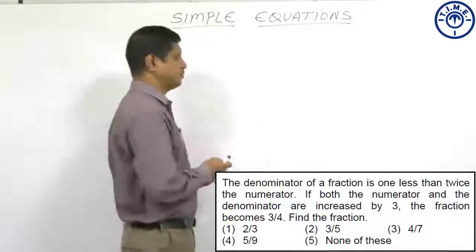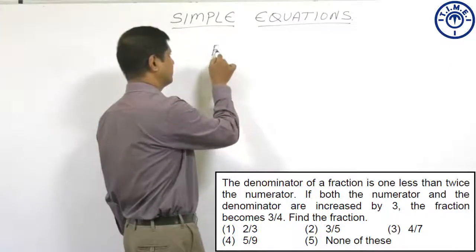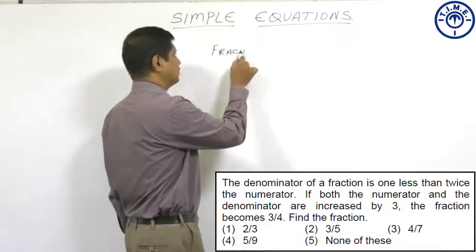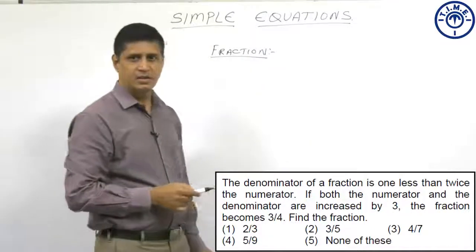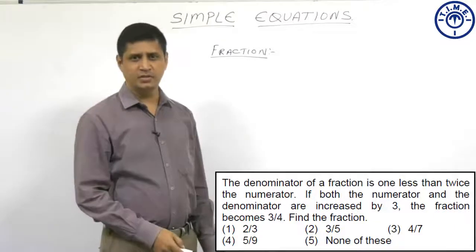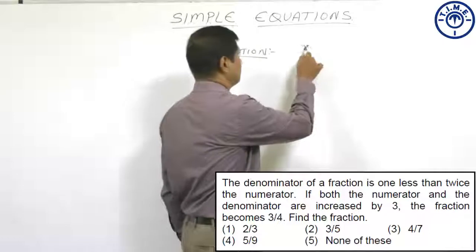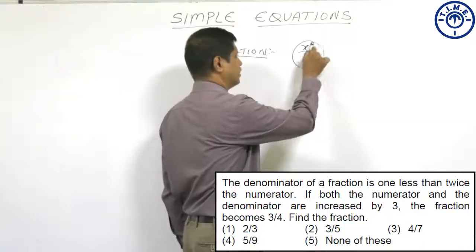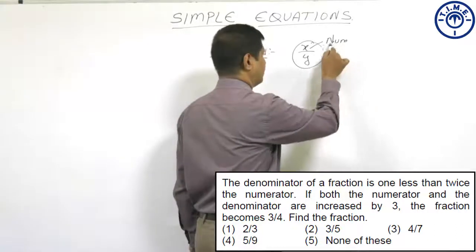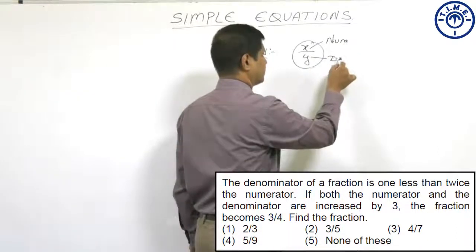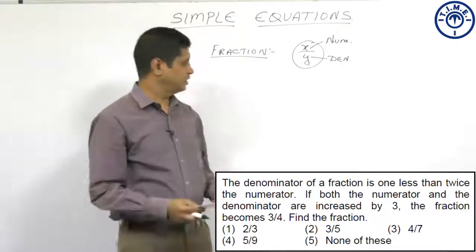Now, we already discussed fractions in the previous classes. What is a fraction? A fraction is written in the form of a by b, or x by y, or p by q, where the denominator is not equal to 0. If you are writing in x by y form, x is called the numerator and y is called the denominator. X is the numerator value, y is the denominator.